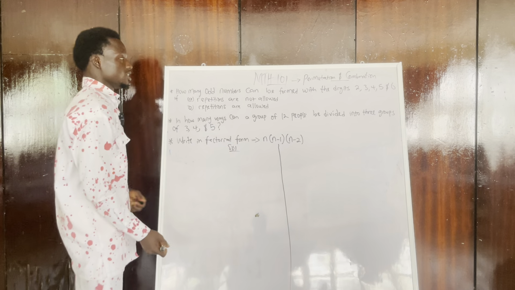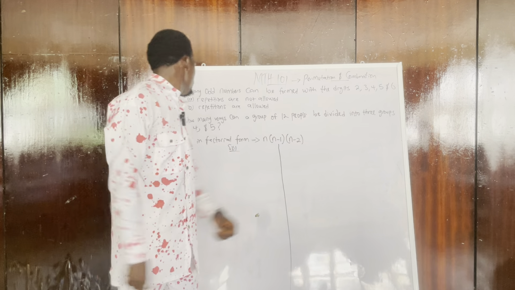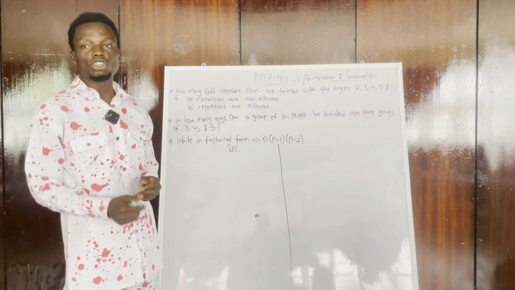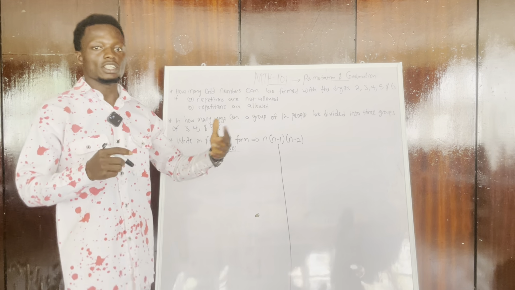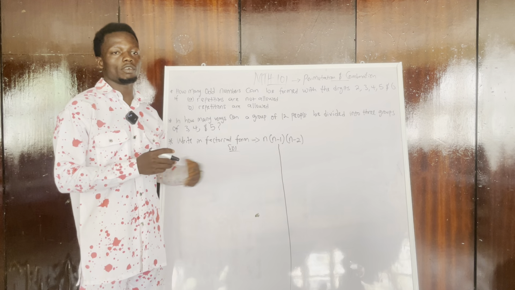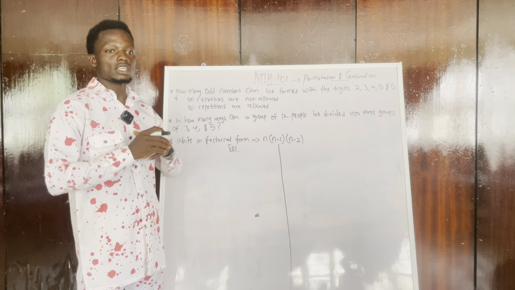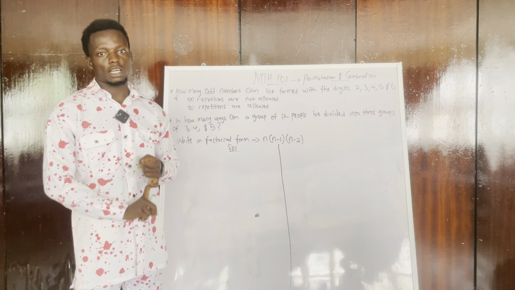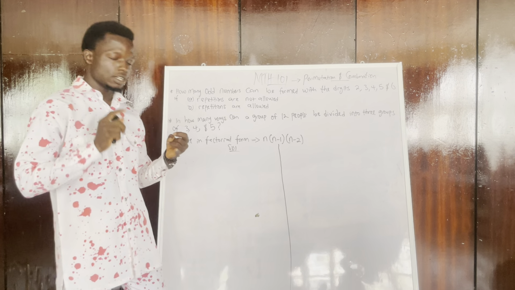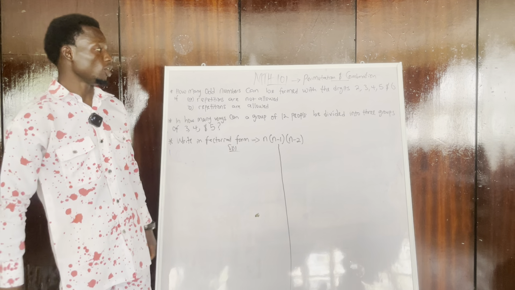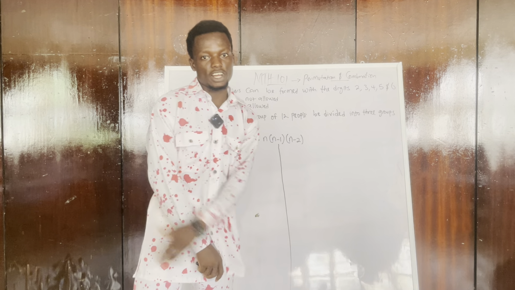Now, the first one, how many odd numbers can be formed with the digits 2, 3, 4, 5, 6? We have five choices on ground to pick from. But we are asked to find how many odd numbers can be formed. They did not give us restriction. They did not say how many two odds, three odds, or four odd numbers can be formed. They just say how many, which means we are going to find one digit odd number, two digit odd number, three digit odd number, four digit odd number, and at the end of the day, 5 digit odd number, because the total choices we have on ground is 5.